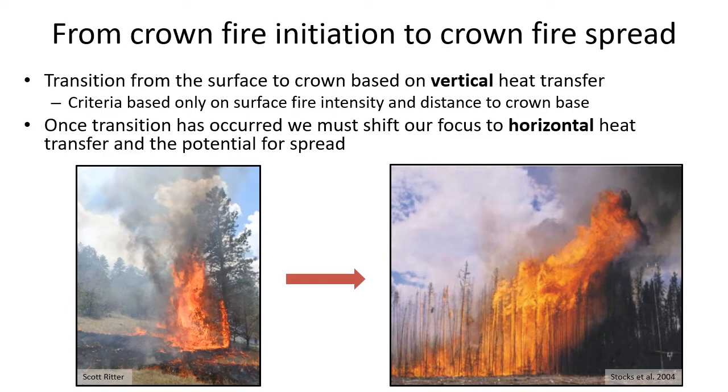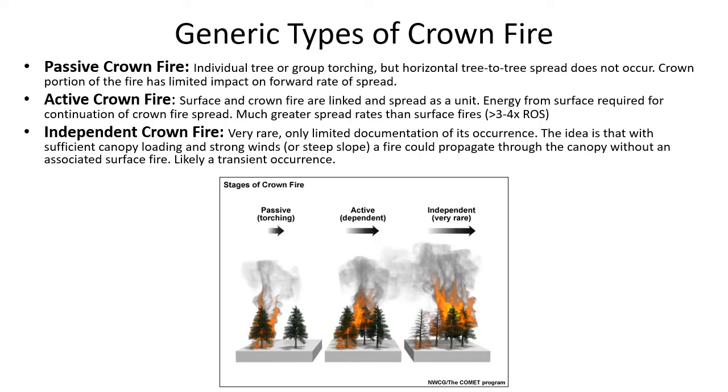Now we need to start thinking about, okay, well, how's this heat going to transfer horizontally, and will it be able to transition into a true propagating crown fire like the one we see there on the right? Once again, that picture is from the International Crown Fire Modeling Experiment, but just a really nice picture of a fully developed, active crown fire where we've obviously got the initiation, and now we're spreading horizontally from tree to tree across the forest.